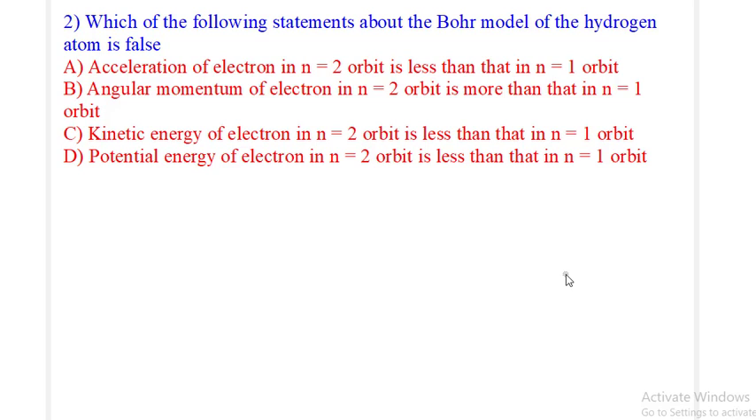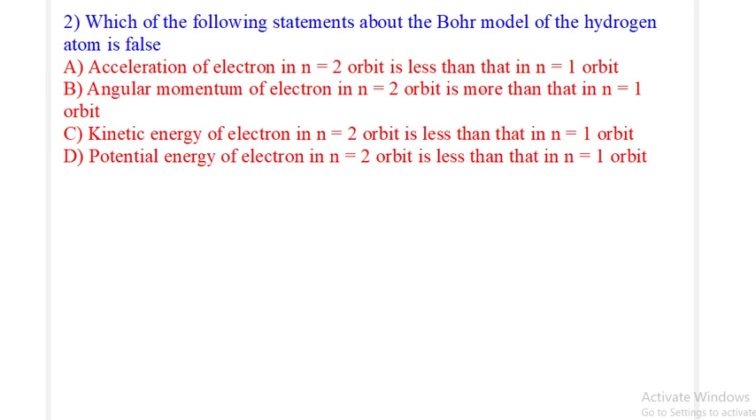Next we come to question number 2. Which of the following statements about Bohr's model of hydrogen atom is false? Remember, what is asked is which statement is false. So we go one by one. The first statement: acceleration of electron in n equal to 2 orbit is less than that in n equal to 1. So we'll find the acceleration.